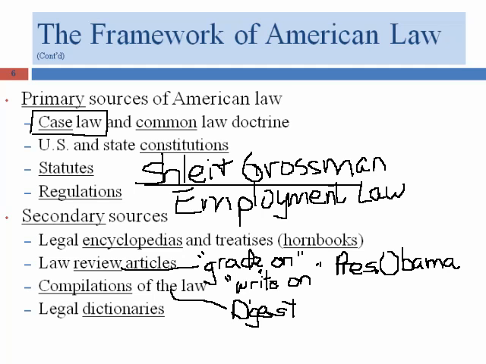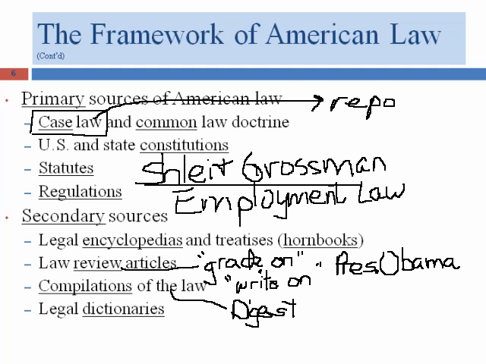On Wednesday, a decision is published about breach of contract. On Thursday, a case is published about a dog bite. On Friday, a case is published about divorce. And that's the order that they're going to appear in the published reporters, is what they're called. The case law is published in what's called reporters.